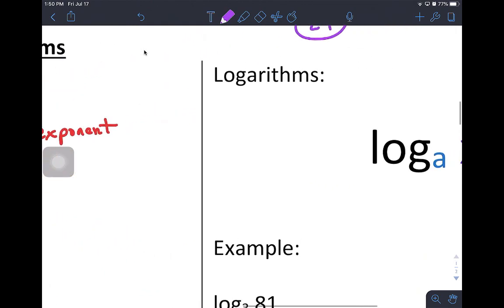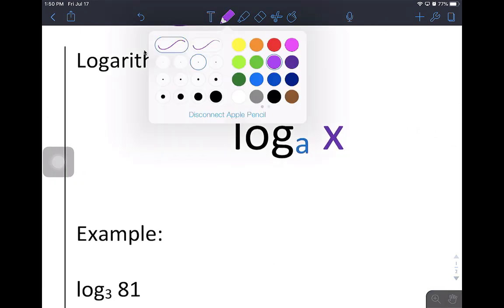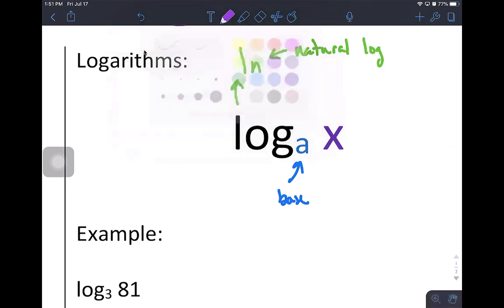Logarithms look like this. You're always going to see the word log. Sometimes you'll see a natural log, that's an L and an N. If you see a log with no subscript number, that's common log. In this one, we still have a base. So this is a base. And this x here represents the power.